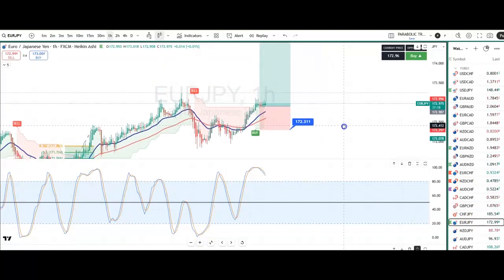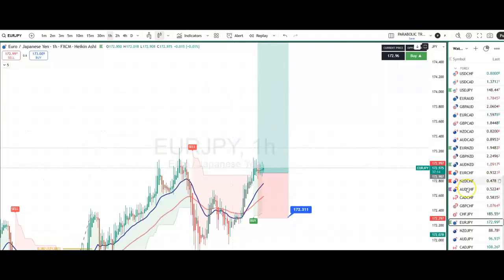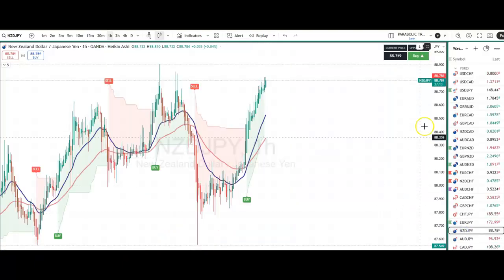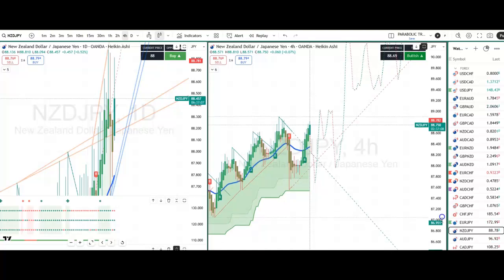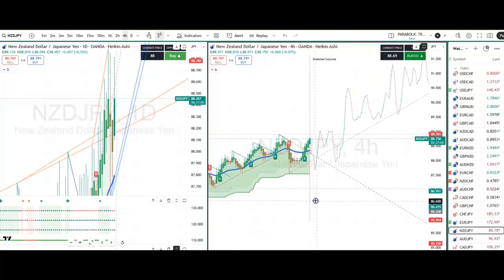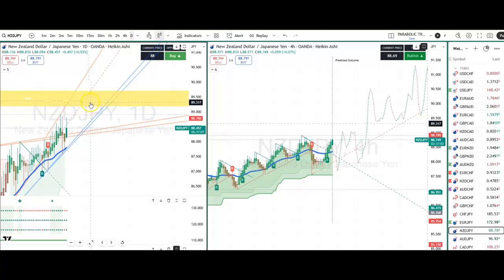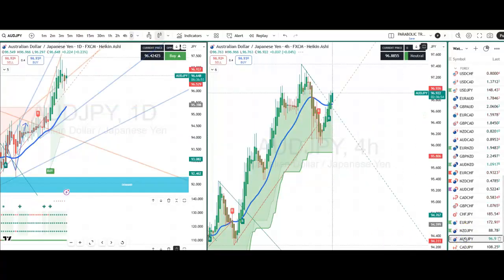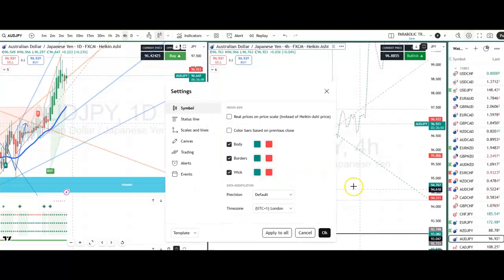We had a break on the euro yen. It's not doing anything yet, but looks okay. Looks pretty good, doesn't it? Just check your 4 hour just to make sure it is breaking. It is breaking. All these are breaking now. New Zealand yen is going up to 89.30. Break on the Aussie yen.